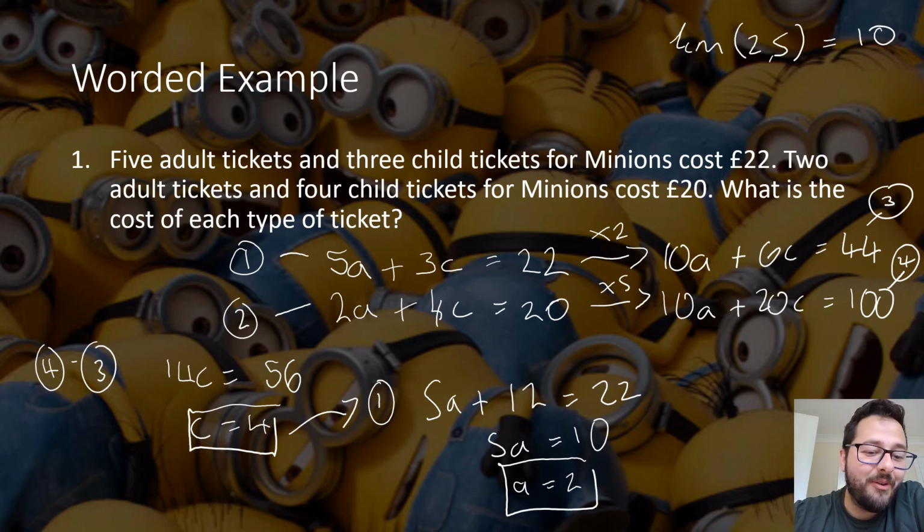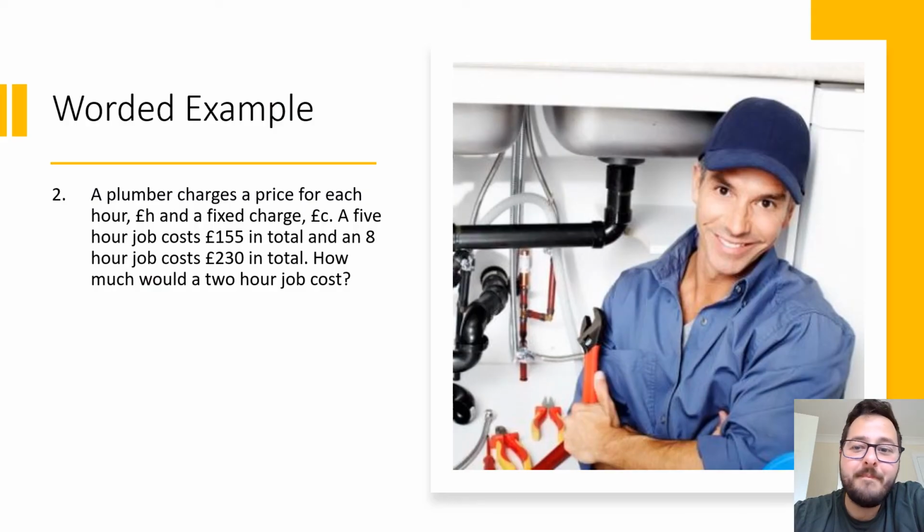All right, let's do one final question. So we've got a lovely plumber here. A plumber charges a price for each hour, h, and a fixed charge, c. A 5-hour job costs 155 in total, and an 8-hour job costs 230 in total. How much would a 2-hour job cost?